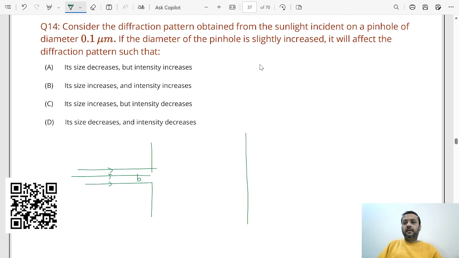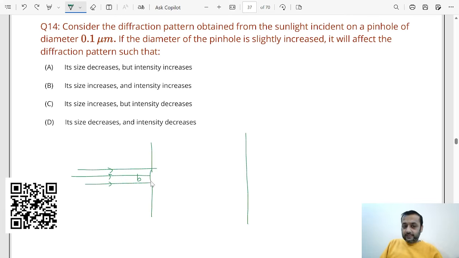We have a screen over here, and the question is about what will happen to the size of the diffraction pattern if the diameter of the pinhole is increased, and what will happen to the intensity. See, the size of the diffraction pattern is inversely proportional to B, basically the width of this hole. That means if you increase this, then the size of the diffraction pattern will decrease, but intensity will increase.